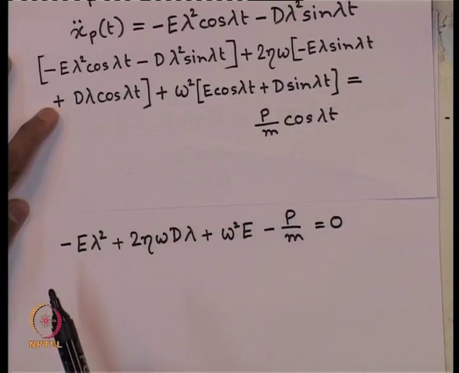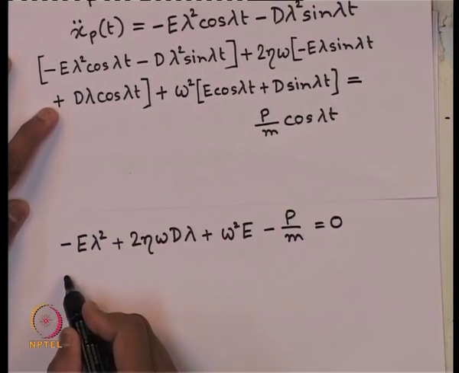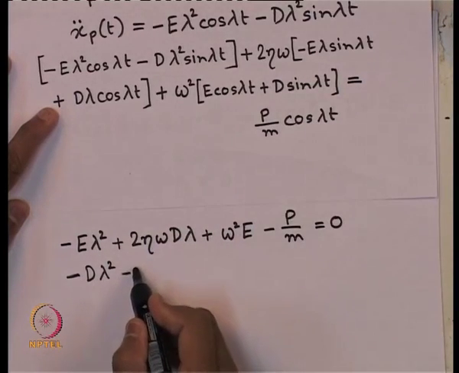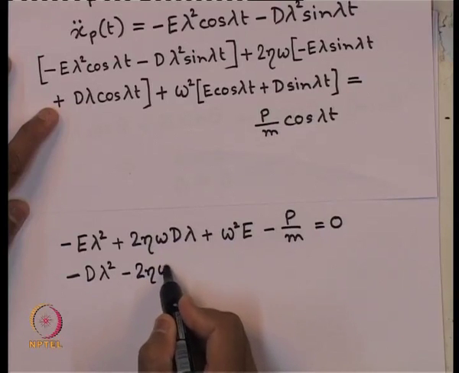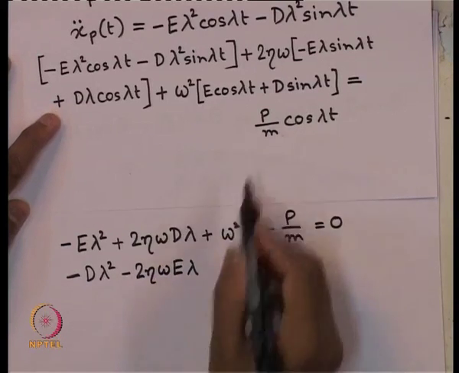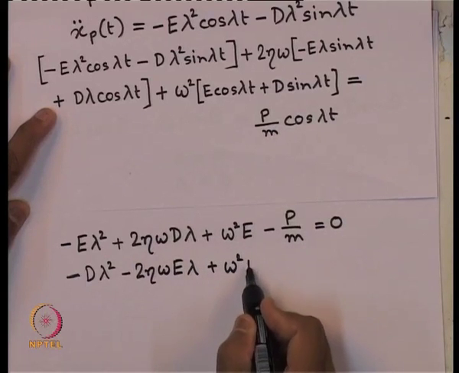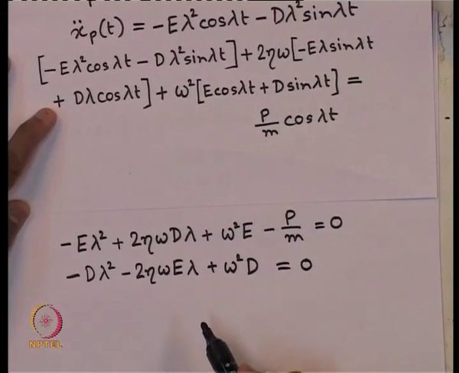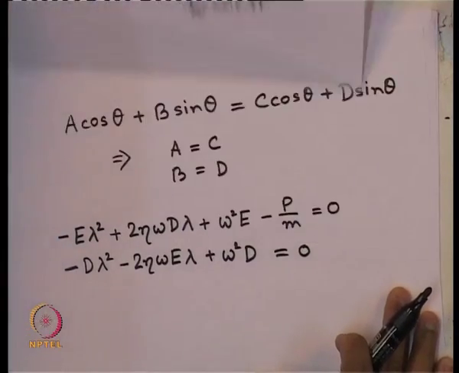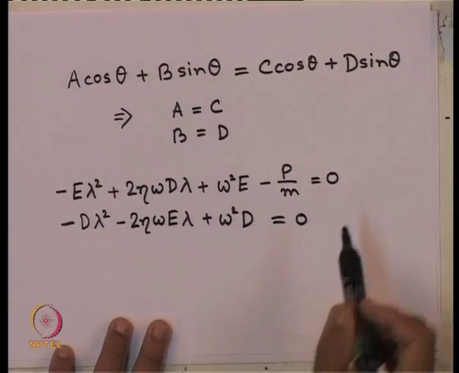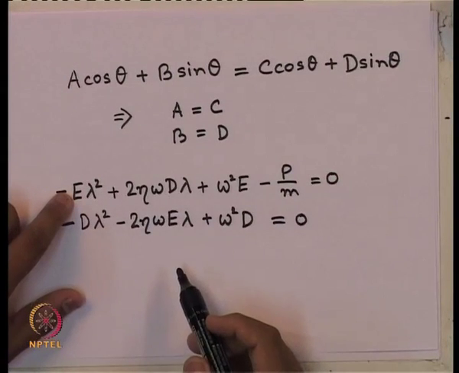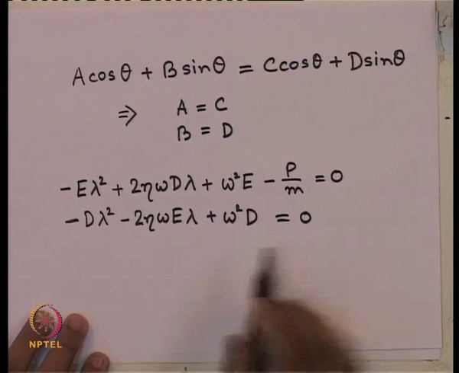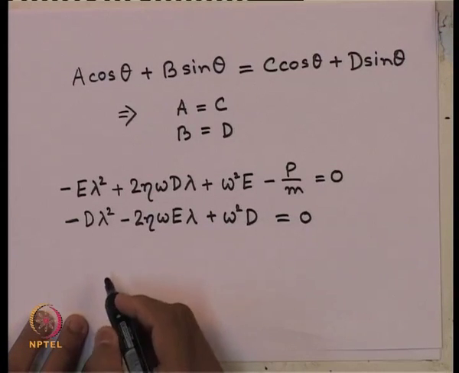Now, let us take the terms involved with sine functions. What we get? Minus D lambda square, then minus 2 eta omega E lambda and plus omega square D. This equals 0, because on the right hand side we do not have any sine function. Now, we have two equations and two unknowns, E and D. So, easily we can find the two unknowns from the two equations. If we resolve these two equations, what will we get?